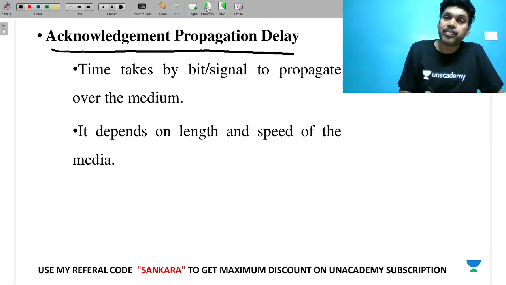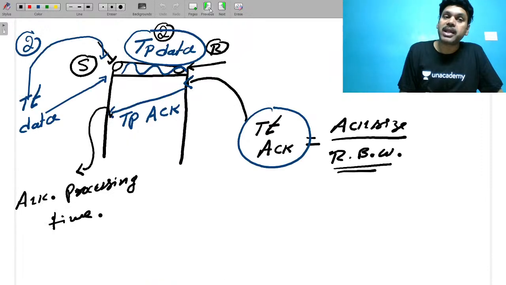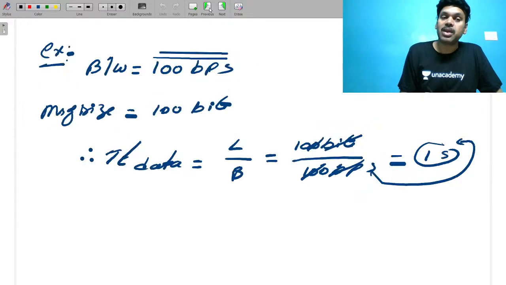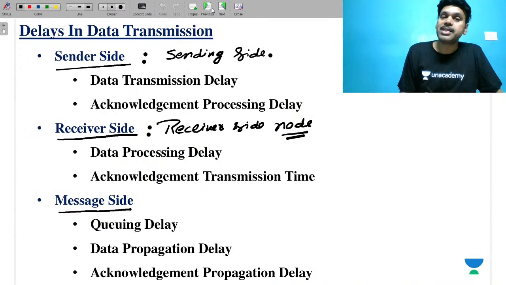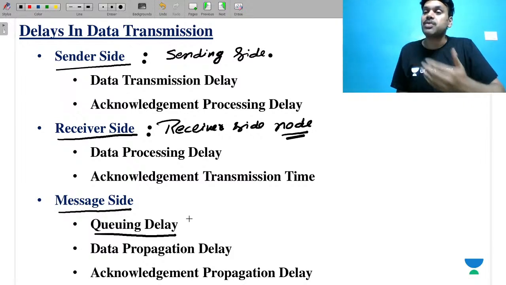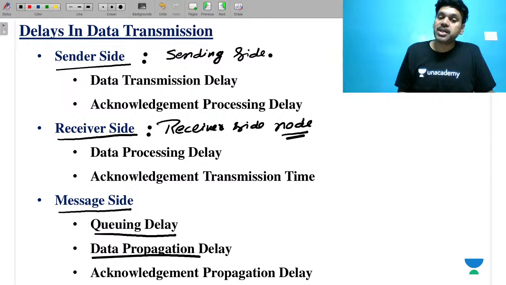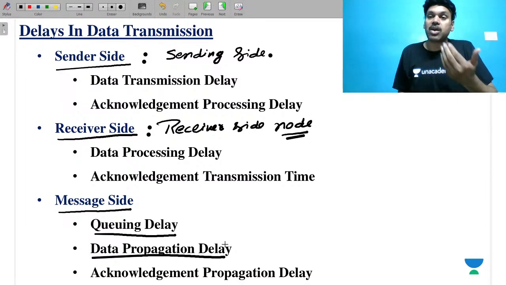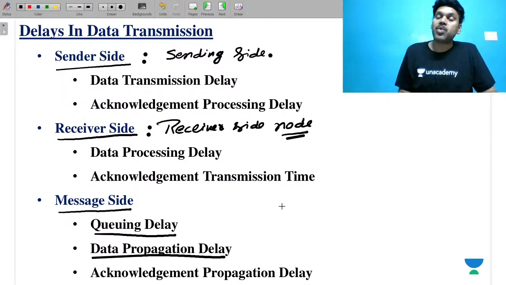So altogether they are segregated into three groups. One is the sender side, the other is the receiving side, and the other is the message side. Okay friends, the message side is nothing but queuing delay, how much time the message takes to be in the queue before it arrives at the router for further processing of your data. And data propagation delay, the time taken by a bit or an acknowledgement bit to make a physical journey from one end of the medium to the other end. This is for data and this is for acknowledgement.